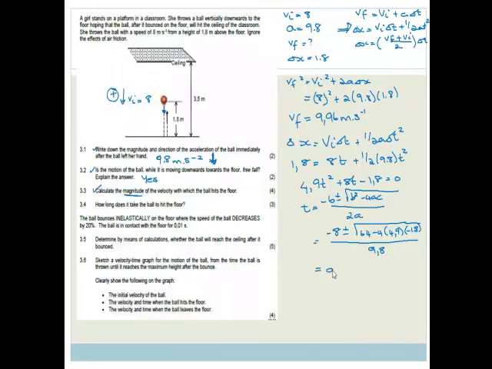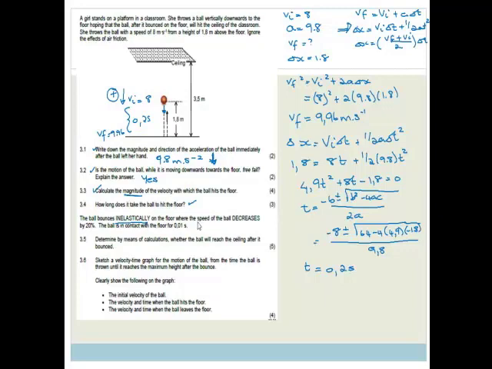So the answer is 0.2 seconds. And I don't need to do the other one because the other one's going to be a negative and you can't get a negative time. So the correct answer is 0.2 seconds. So there you go. Now we've got that. So the time it took here was 0.2 seconds, and the final velocity here is 9.96.